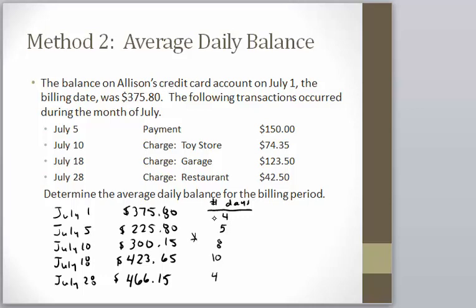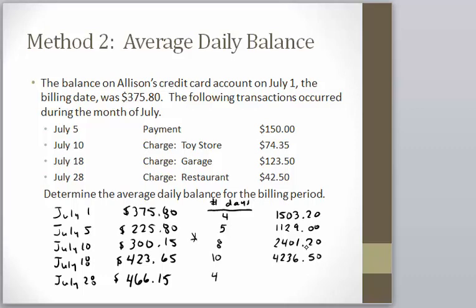So on the first one, I'm going to do 375.8 times 4, and that gives me 1503.20. For the next one, I'm going to multiply 225.80 times the 5 days that we had that balance. That gives me 1129. 300.15 times 8 days at that balance, 2401.20. 423.65, and that balance held for 10 days, 4236.50.